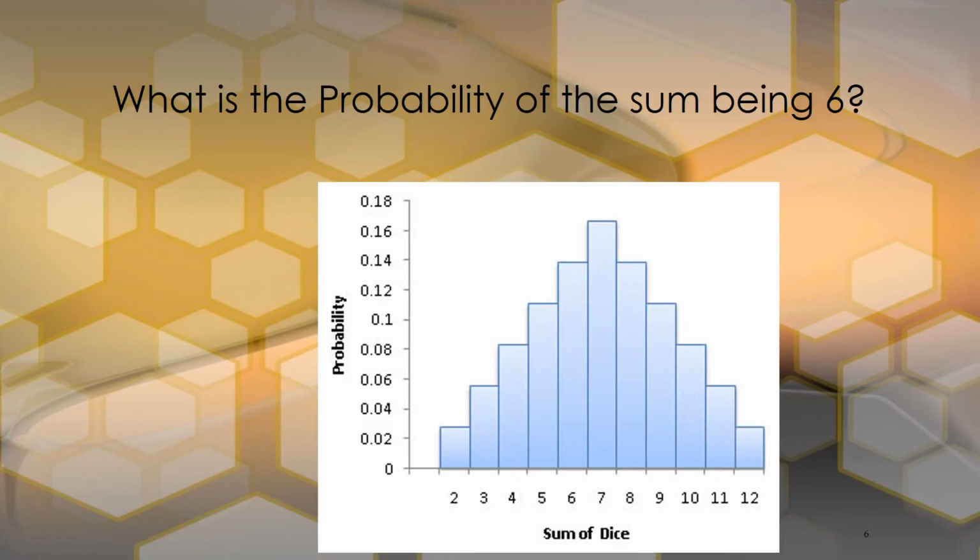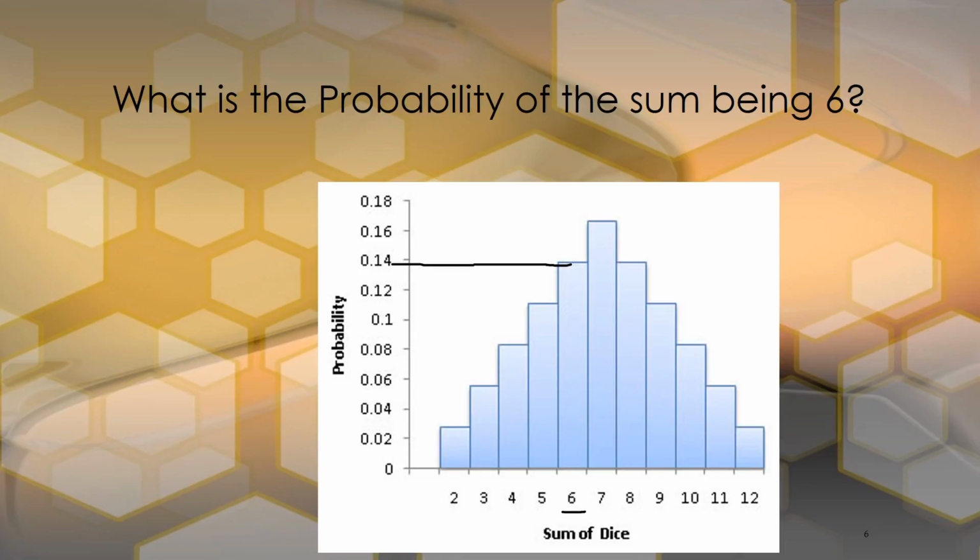So here's another example. What is the probability of the sum being 6? This is a histogram of the sum of 2 dice. So you roll 2 dice and you add them together, and here's a histogram of the sum of those 2 dice. So what is the probability of the sum being 6? We find 6, which is here, and then we go over with that bar, try to go straight, and it's about 0.14.